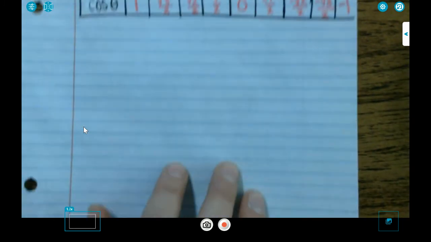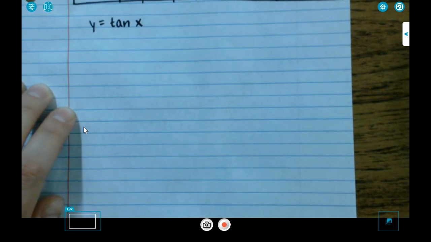All right, so let's talk about tangent. Oh, we're not even going to do an example of this. Let's talk about tangent, and then you can start working on your assignment tomorrow. So, my graph, y equals tangent of x. I'm actually going to do an entire period of this function.